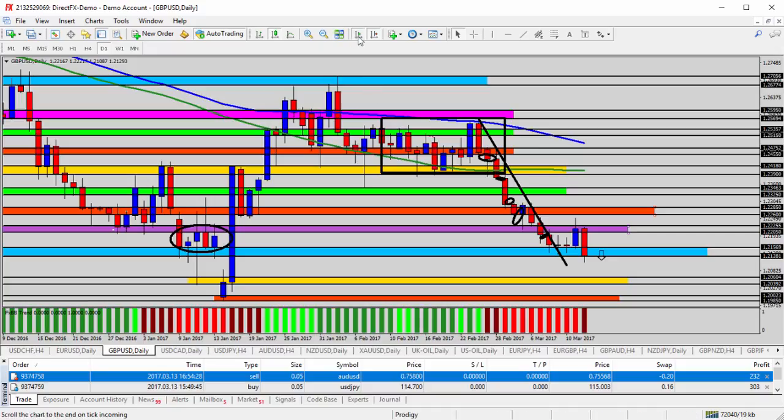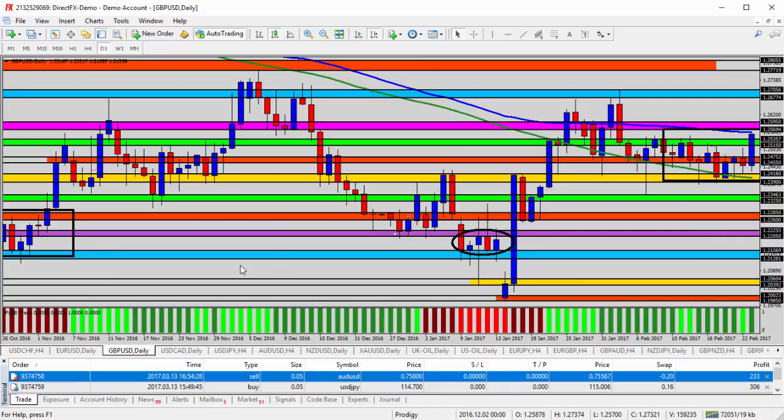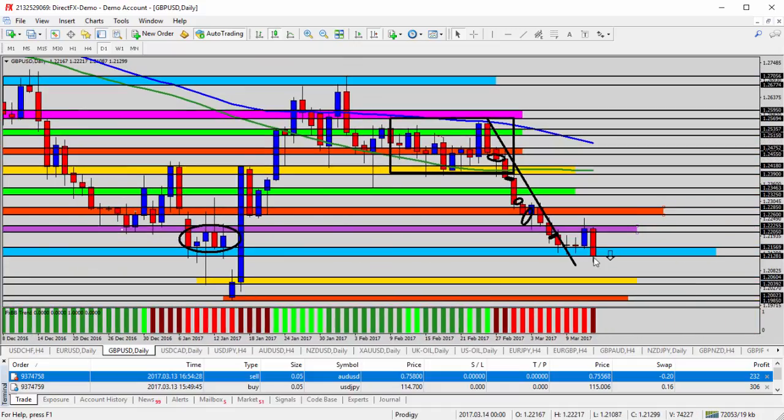Let me go back a little bit to that black box on the left hand side. Take a look at this. We saw 1, 2, 3, 4, 5 times where it spiked underneath that 1.2125 level, that blue shaded area in that black box, spiked underneath it and then reversed and went back up. So what's it going to take for us to be confident it's going to go lower? Well, we need a breakout underneath that blue shaded area.